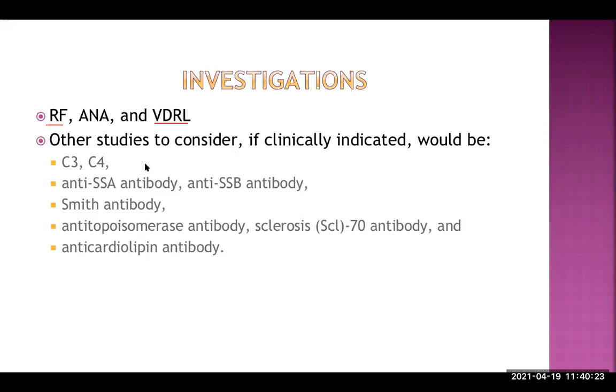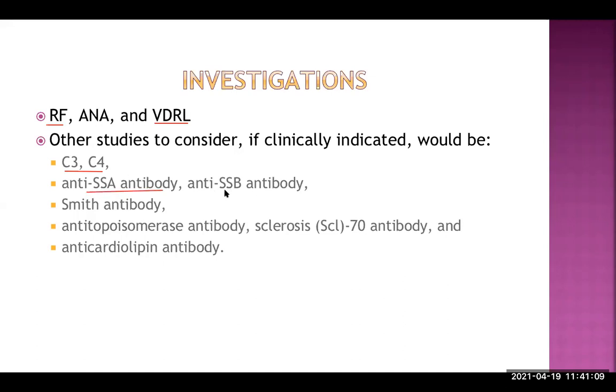Other studies to consider would be C3 and C4. Now, let me ask you one question. If C3 and C4 levels are low, what does that mean? Anyone? In connective tissue disease, if C3 and C4 levels are low, what does that mean? That means they are utilized. Probably a type 3 hypersensitivity reaction is going on, and they are utilized during that reaction. That's why they are decreased. That type of information we get.